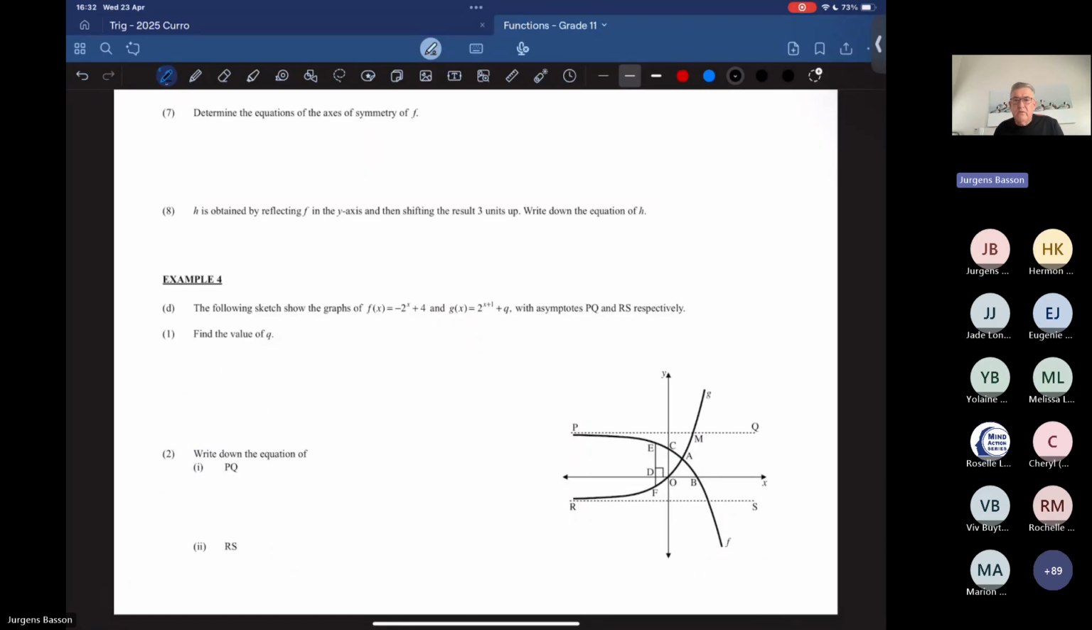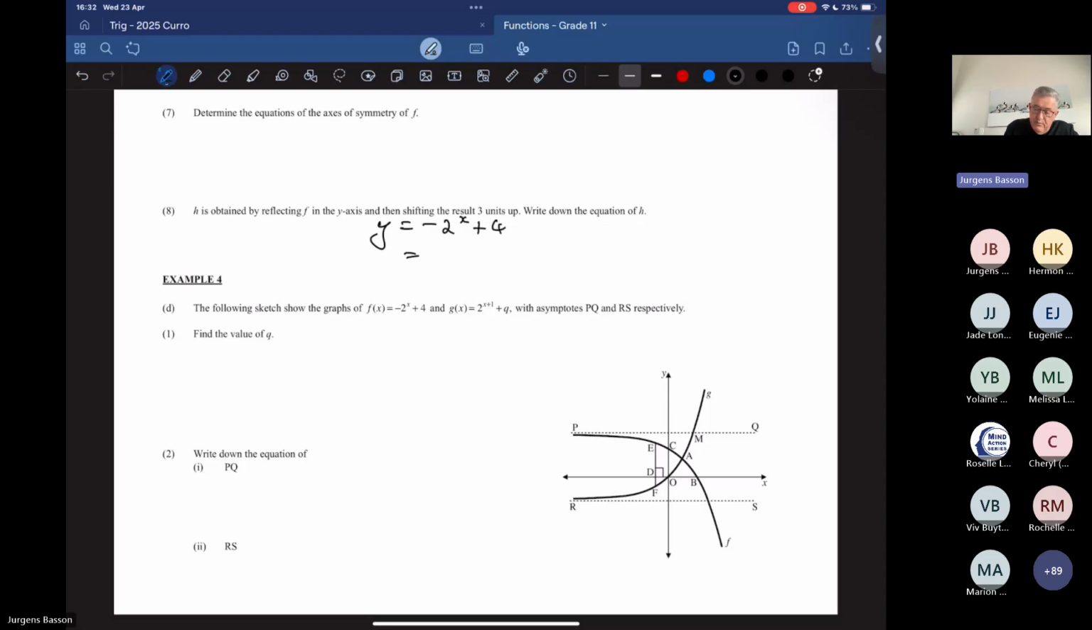I want to jump into this question on two graphs, and they are both quite interesting in the sense that they are both exponential, but they're not straightforward exponential graphs. If you look at f(x), for example, this graph is negative 2 to the x plus 4.